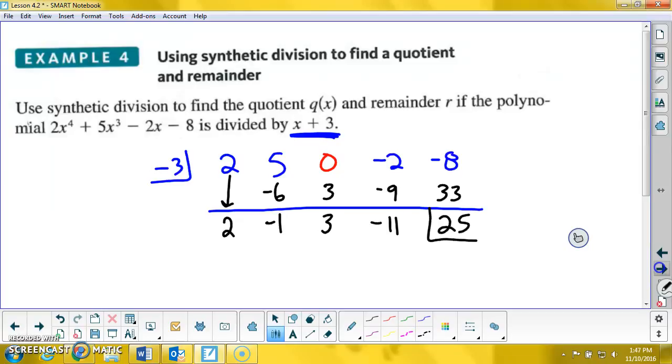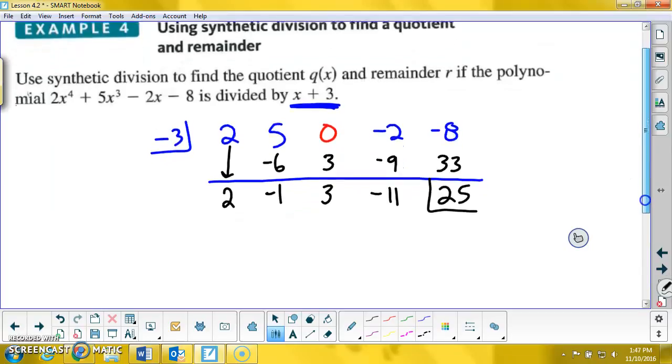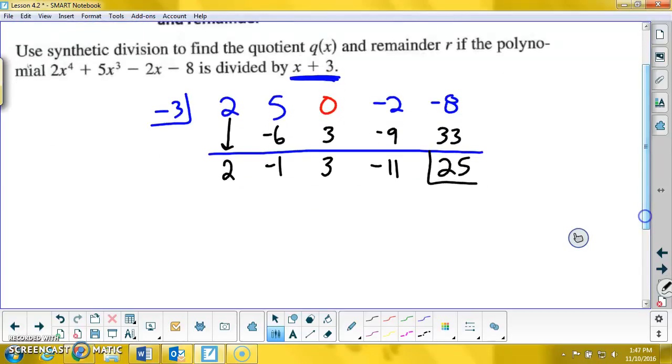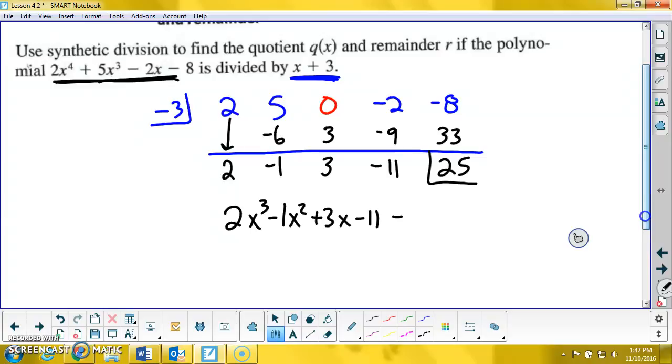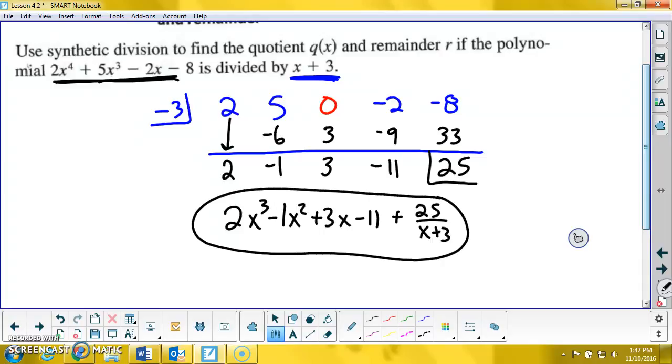So the very last number represents your remainder. The other numbers represent the coefficients. So if we take this fourth degree polynomial and we divide by this x plus 3, our answer is going to be 2x to the third minus 1x squared plus 3x minus 11. And we get a remainder of 25, so I say plus 25 over what we're dividing by, x plus 3. And that's how you'd write your synthetic division.